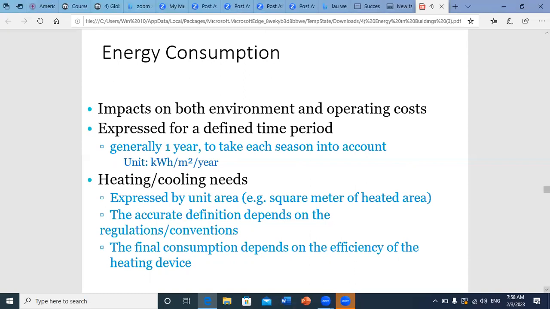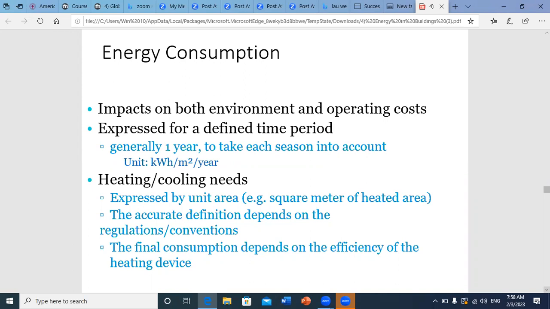Using specific values is very important, because if you have a large building, of course the consumption will be larger. So you should always scale, dividing per square meter per year, in order to be able to compare several projects. Now, concerning heating and cooling needs, they are expressed per unit area, also square meter of heated area.